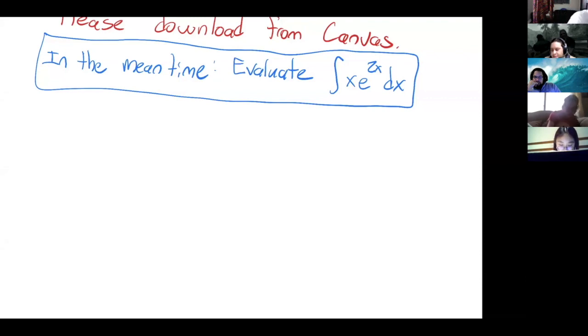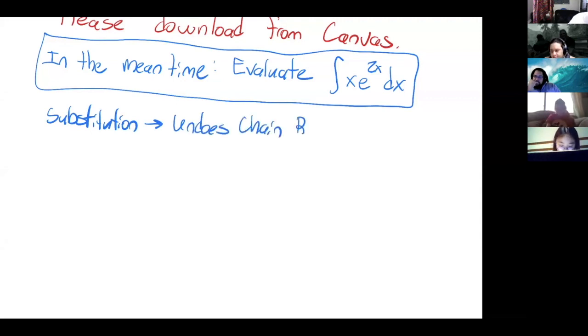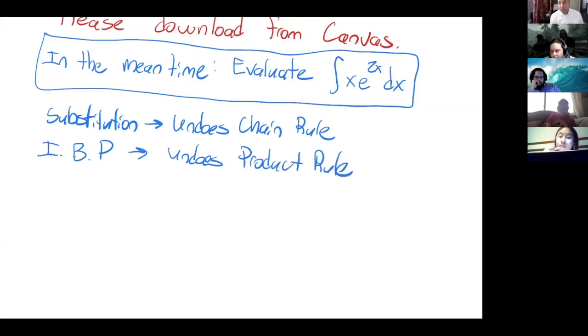Just as a way of thinking about these, substitution undoes the chain rule, and integration by parts, I'll abbreviate it like this, undoes the product rule. Sometimes it's hard to tell these two methods apart because when you use the chain rule, you actually get a product out in the end. So oftentimes these are applied to products.